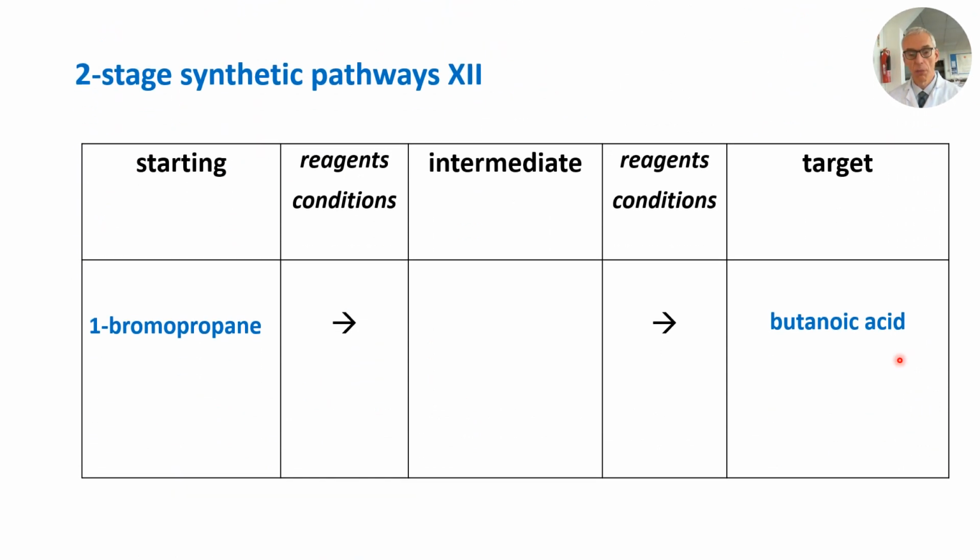1-bromopropane to form butanoic acid. Again, please note we've got 4 carbons in the carbon skeleton for the target and only 3 carbons in the starting molecule. That's a key point to observe. Okay, come up with a solution. Check your answer when you have thought it through. Okay, I am about to reveal.